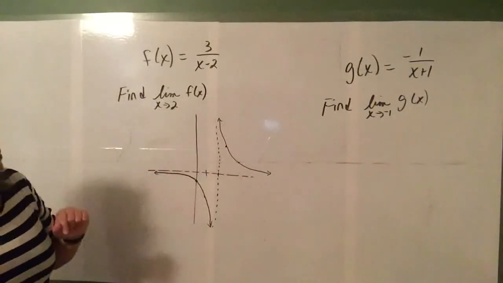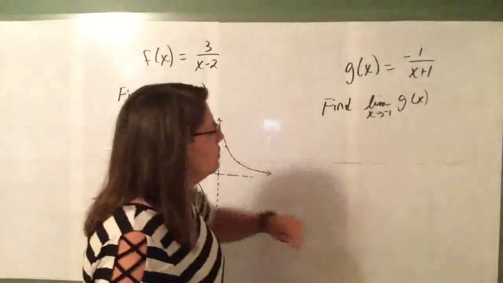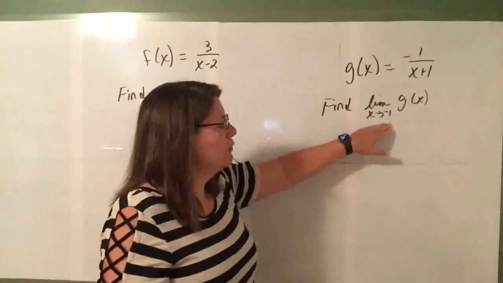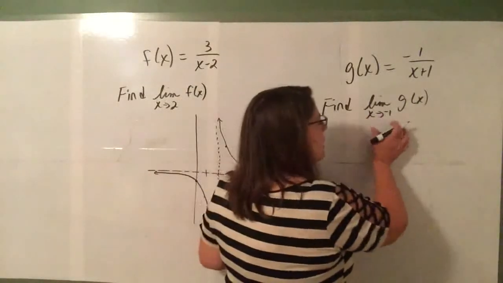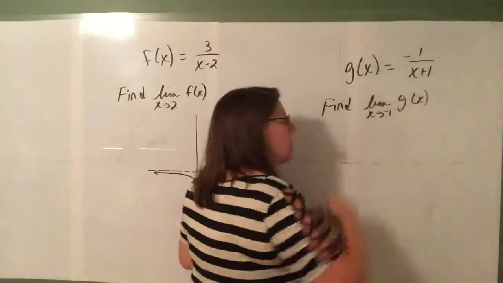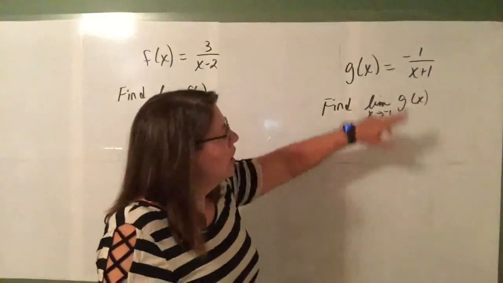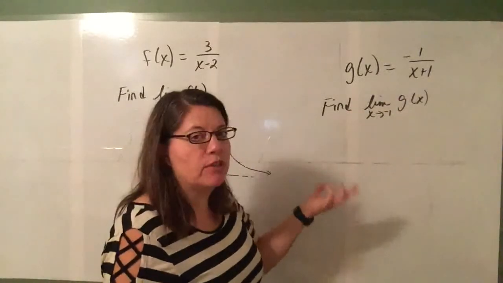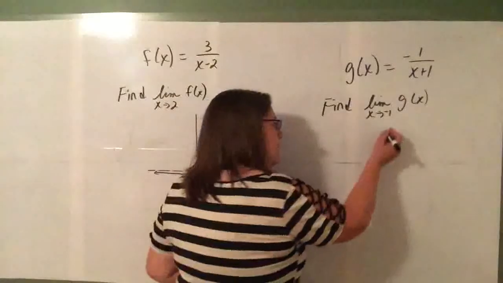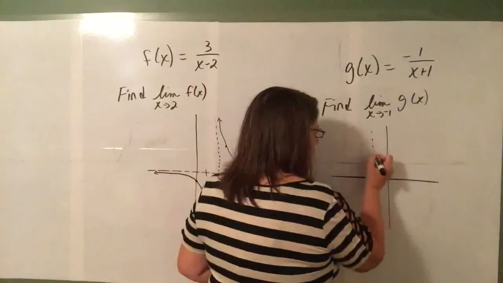In the next one, g of x equals negative 1 over x plus 1. They want you to find the limit as x approaches negative 1 for g of x. As x approaches negative 1, we have to determine if there are any asymptotes. Nothing factors, so there aren't going to be any holes. When I set the denominator equal to 0, I get x equals negative 1. So I know pretty much right off the bat, I have an asymptote at negative 1.